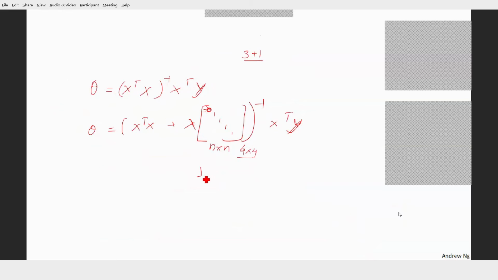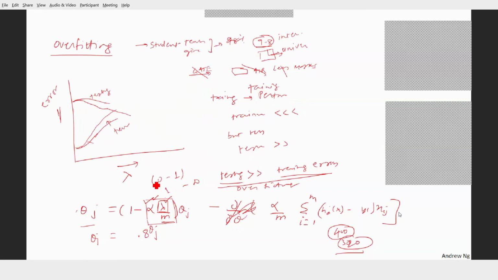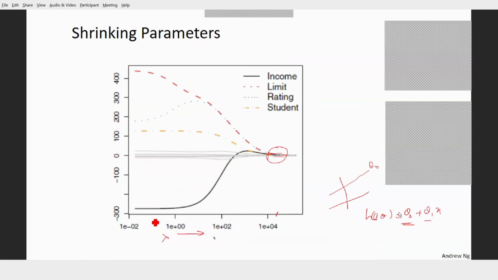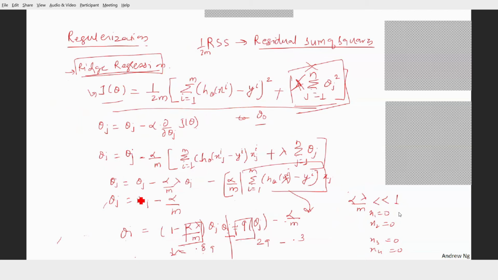I'm not writing the identity matrix intentionally because there is a 0 here. So this is how we are going to write our updated equation, and similarly we are going to plot it for different values of lambda in the normal equation also. Now we have to see that in this updated equation, for different values of lambda, you will have different thetas. You are going to have a set of theta which is going to be different for every lambda, right?